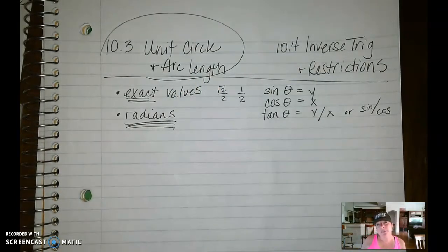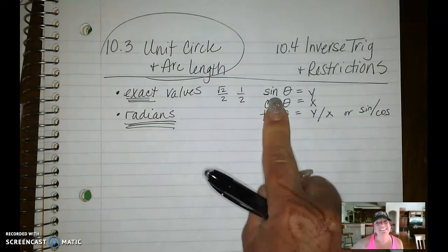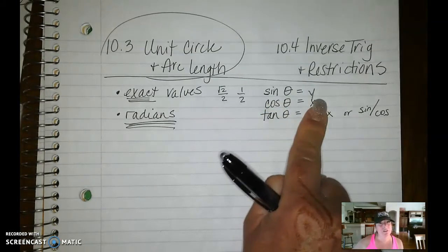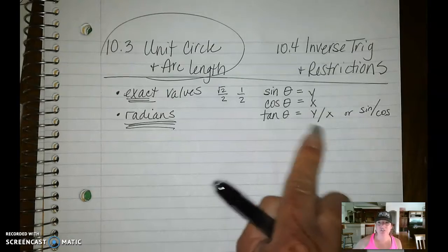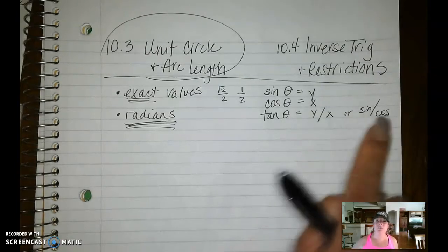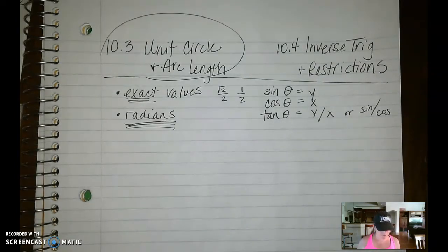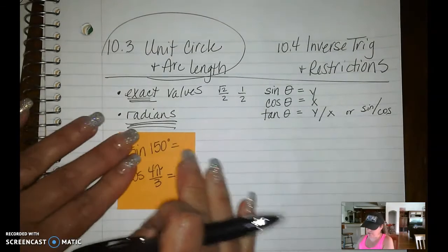The other thing that I hope that you're also taking away is that the sine of whatever angle is always the y value, the cosine of the angle is always the x value, and then tangent is always the y divided by the x, or sine over cosine, okay? So those are some things that I really hope have been working out for you, okay?